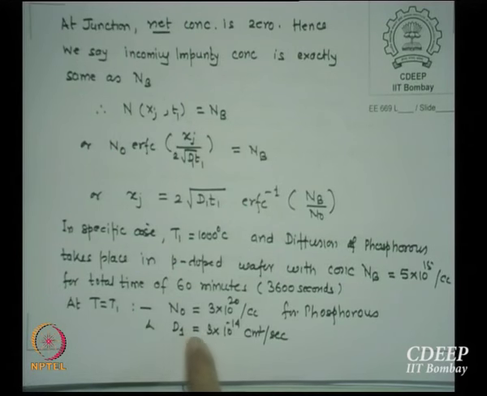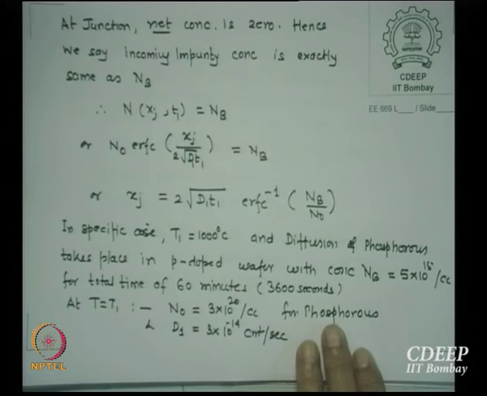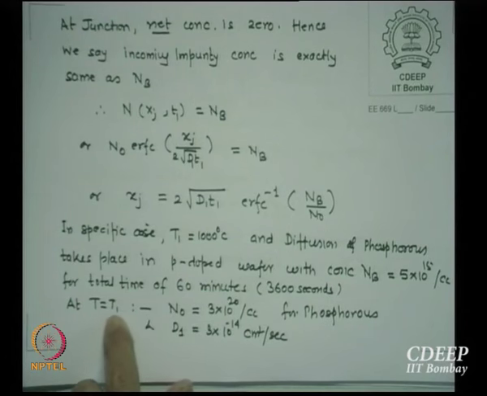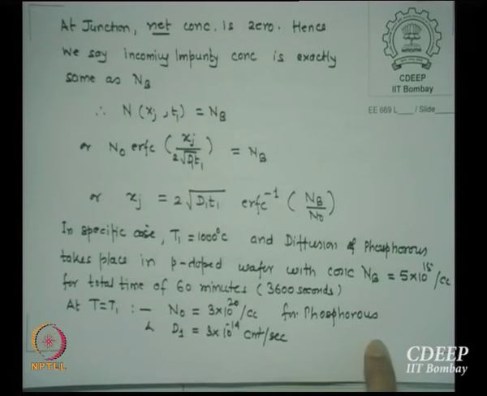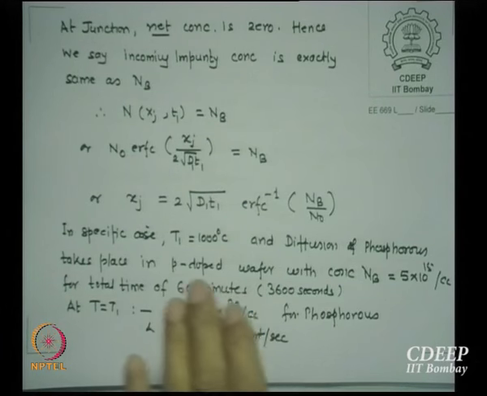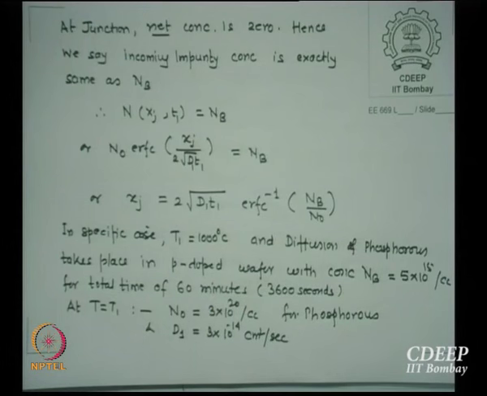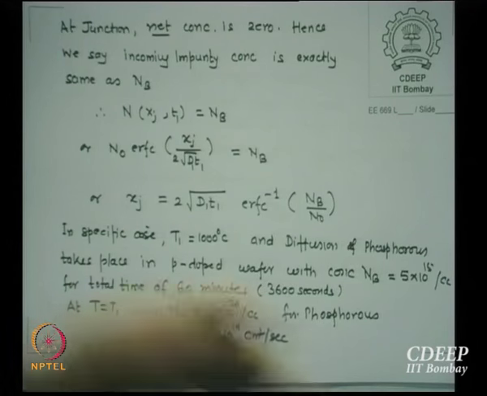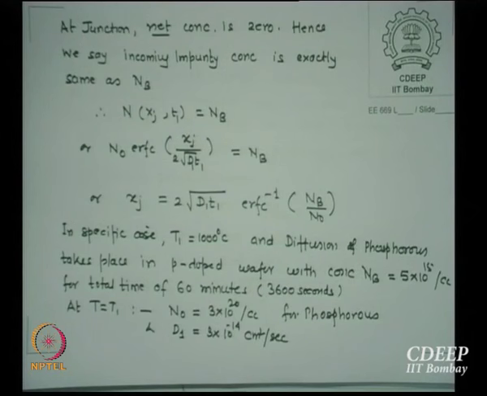So at t is equal to t1, which is 1000 degrees, N0 is 3 into 10 to power 20 per cc for phosphorus. This data is available to us. At that temperature of 1000 degrees, the diffusion coefficient of phosphorus in silicon is 3 into 10 to power minus 14 centimeter square per second. This data is made available to you either by me, or by a book, or by the modeling in the software. Since I know D1, I know T1.